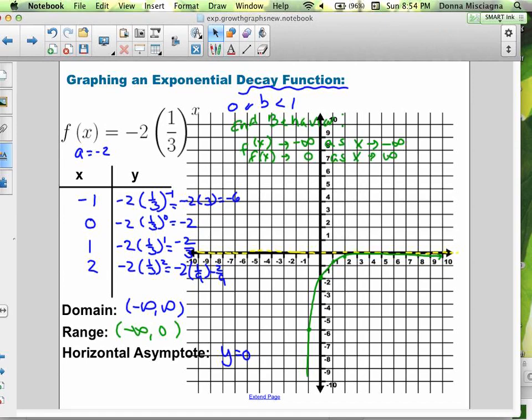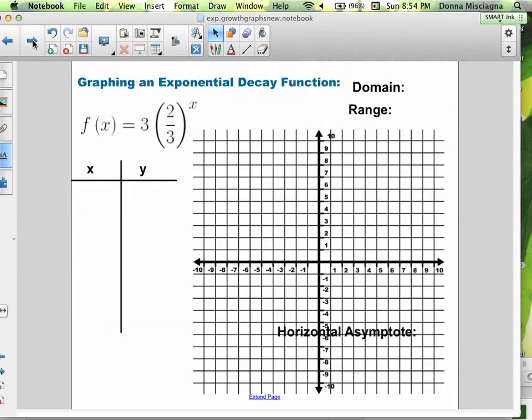Let's graph a few more. Let's see if I can get this all in. I don't think I can get it in under 30 minutes, but maybe not too much over 30. And here's our next one. f of x equals 3 times 2/3 to the x. So our starting value is 3. It's kind of large. Again, we're decay, because b is between 0 and 1.